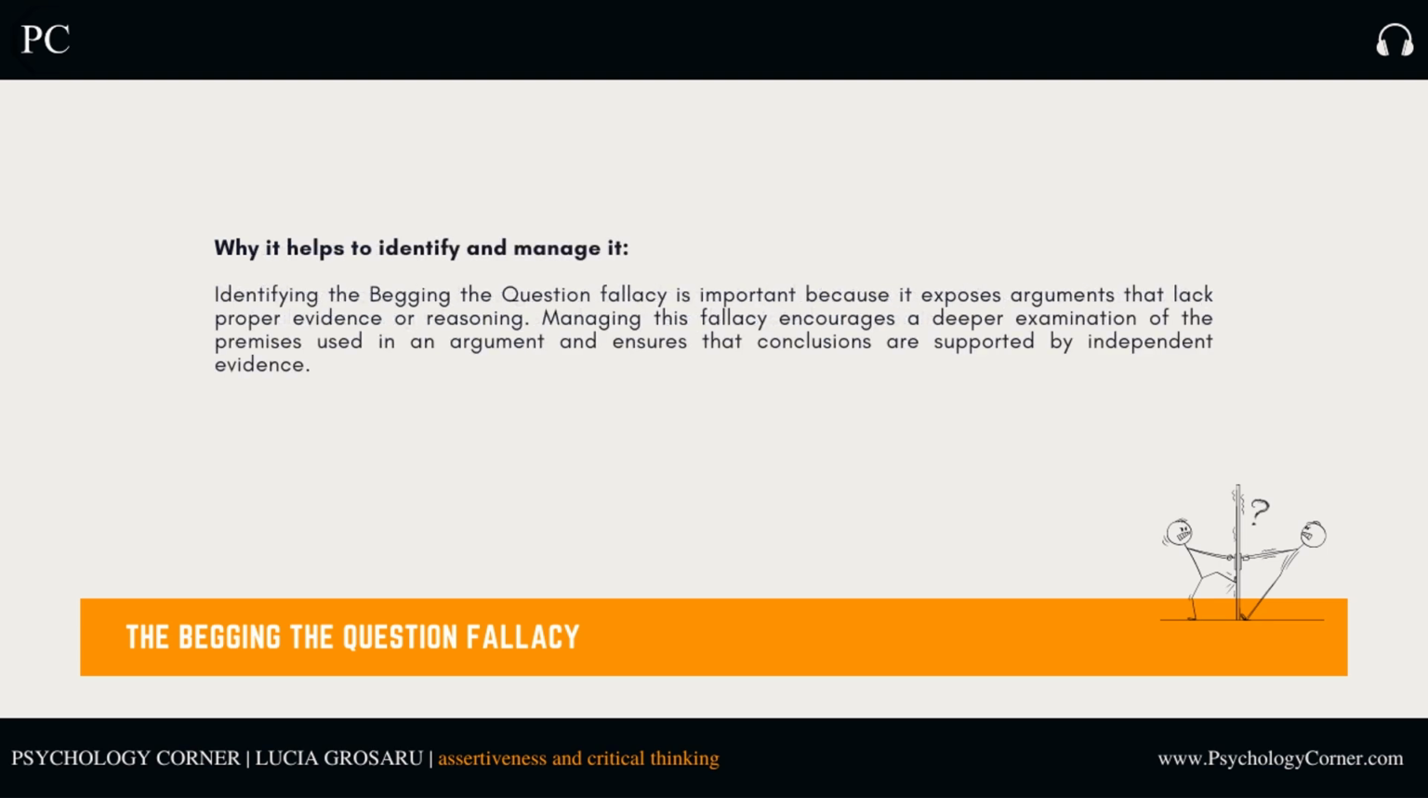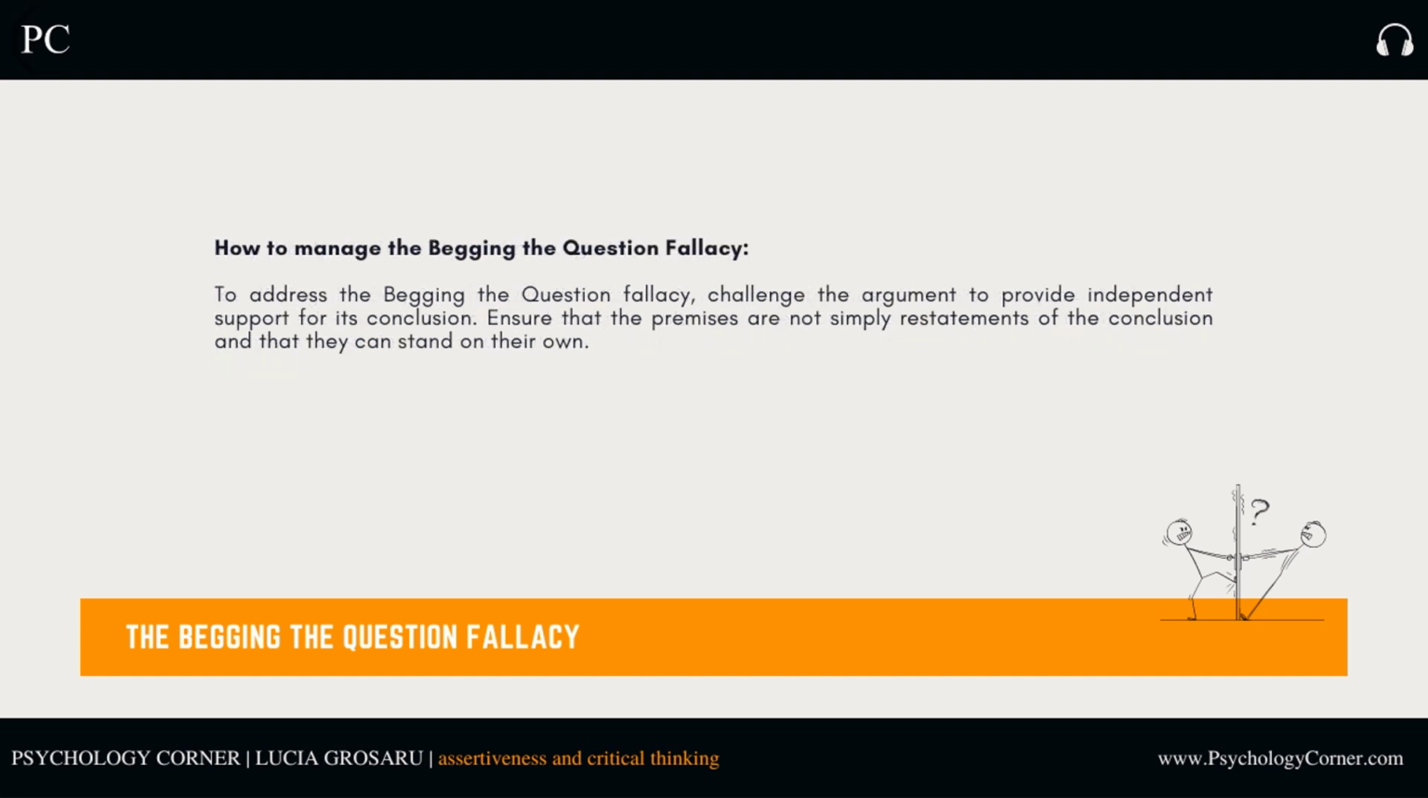Identifying the begging the question fallacy is important because it exposes arguments that lack proper evidence or reasoning. Managing this fallacy encourages a deeper examination of the premises used in an argument and ensures that conclusions are supported by independent evidence. To address the begging the question fallacy, challenge the argument to provide independent support for its conclusion. Ensure that the premises are not simply restatements of the conclusion and that they can stand on their own.